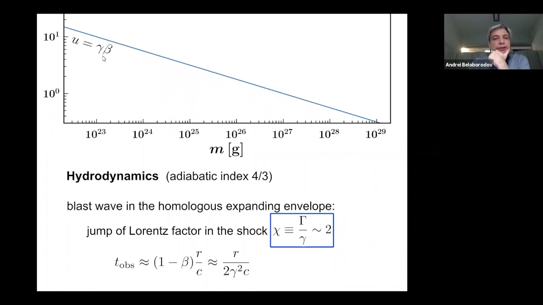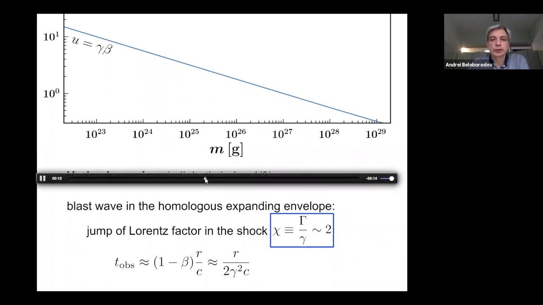So gamma beta, this is the flow velocity profile of the envelope. This is how it scales with this Lagrangian mass coordinate. Again, remember M is 0 at alpha H. This is the stratified density. So if you launch a blast wave into this expanding envelope, that's what you will get. So let me jump here.